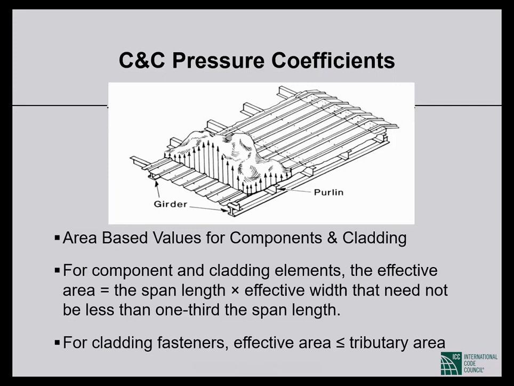But let me tell you a good way to look at it. Components and cladding receive wind directly. So they are loaded directly by the wind. Components and cladding are loaded directly by the wind. Main wind force resisting system derives its loading from components and cladding. It's not direct loading.